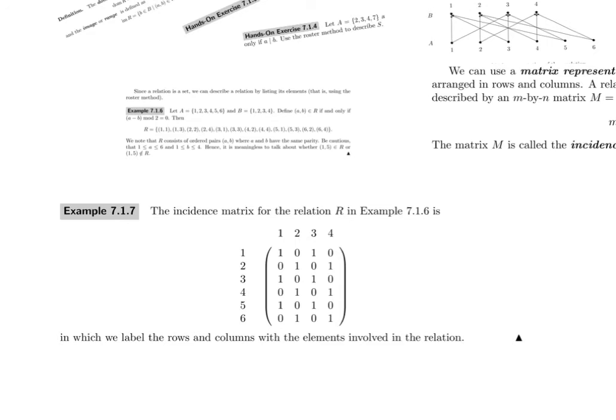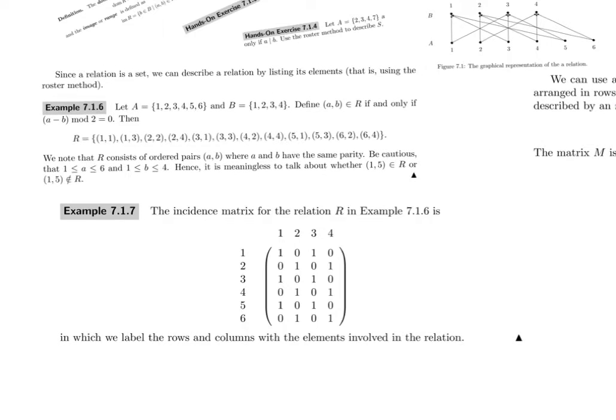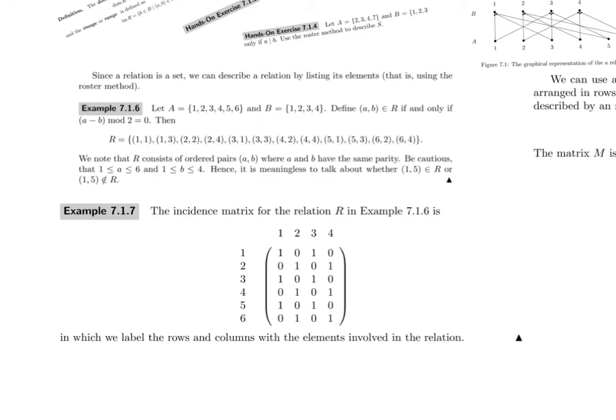7.1.6. Here it is. In 7.1.6, we had these ordered pairs. Writing a long list of ordered pairs, even for sets of size 6 and size 4, is kind of tedious. So instead of representing it this way, we could use the digraph representation we were just talking about, or we could use the matrix representation. Notice that the rows are labeled with elements of A, and the columns are labeled with elements of B.